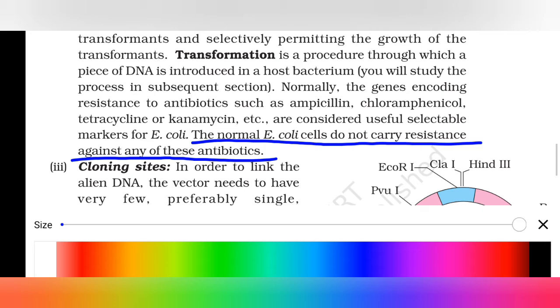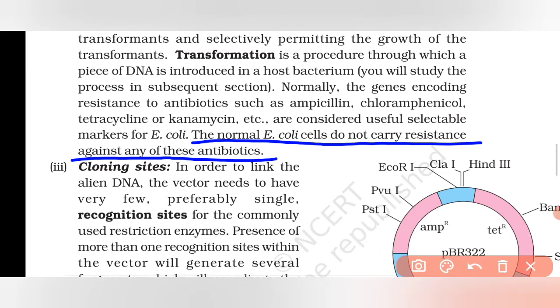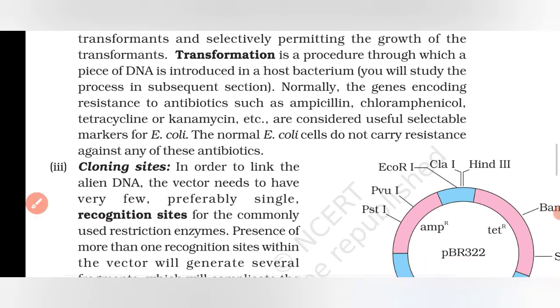If you take normal E. coli and put it in antibiotics, it will die, because it doesn't have the natural resistance against these antibiotics. But if you introduce the antibiotic resistant gene in them with the help of a vector, then they can show resistance towards that specific antibiotic which you have introduced.